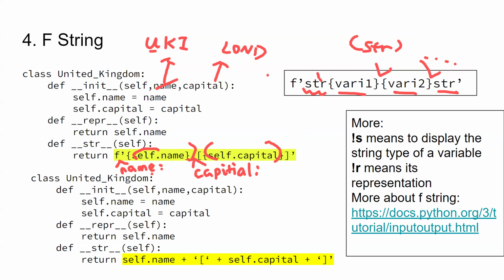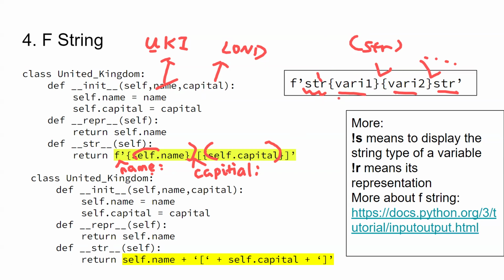And then this string will not change. Although you may change the other stuff, the string will not change. You are always having this kind of name, and then colon, capital, colon. When you put in other countries, you also have the same stuff. However, the things in the variables may change. For example, I changed from UK to UKI and London to LOND for the capital.